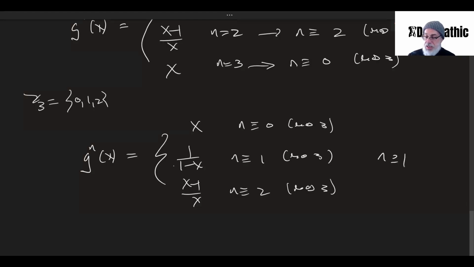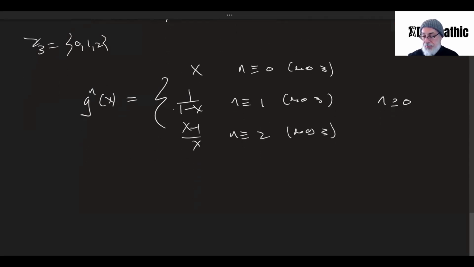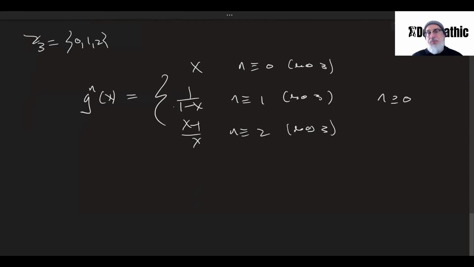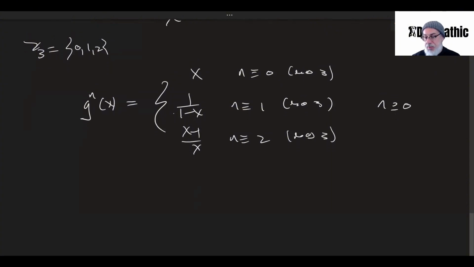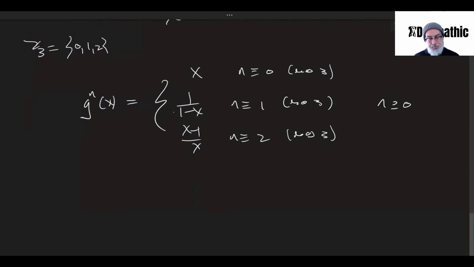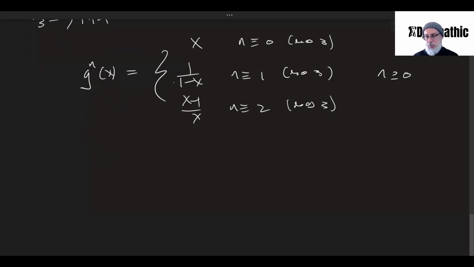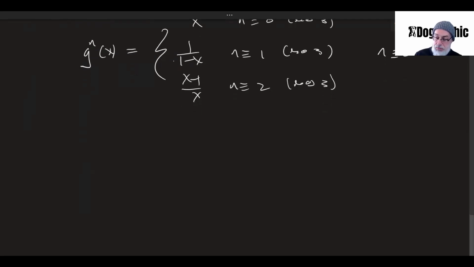So this is for all n greater than or equal to 0. We will be able to represent it as one of these. So that's the closed form of g of n. G composed with itself n times, depending on what n is, will be one of these 3 functions. So we also wanted to know, what is g of 170 or 1972?